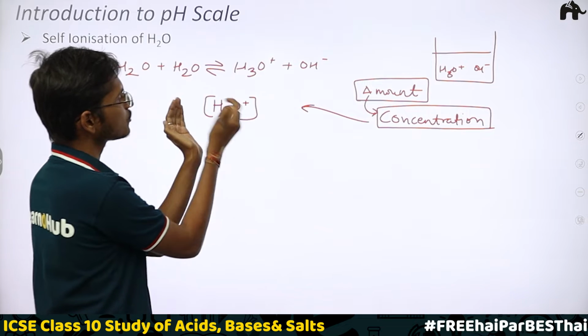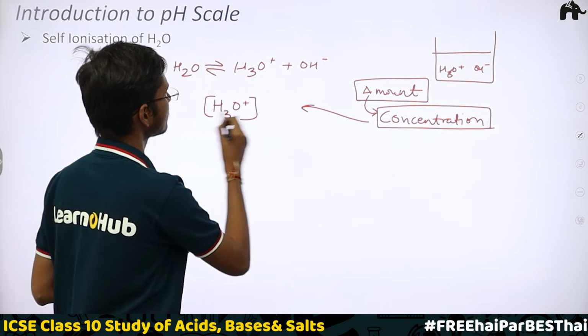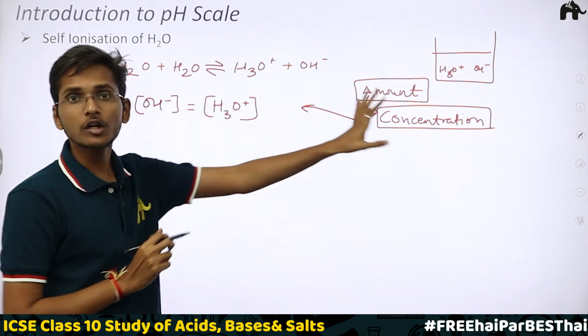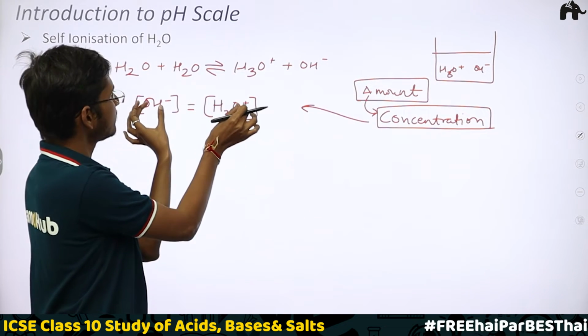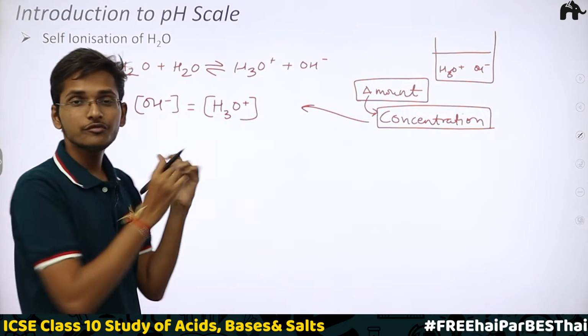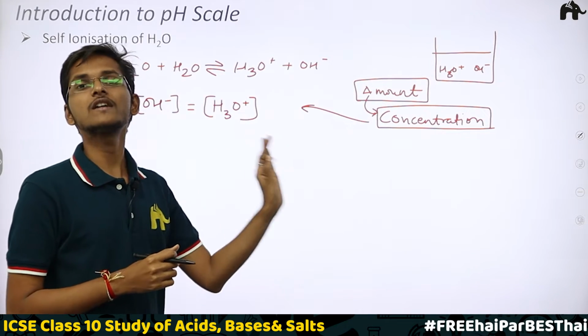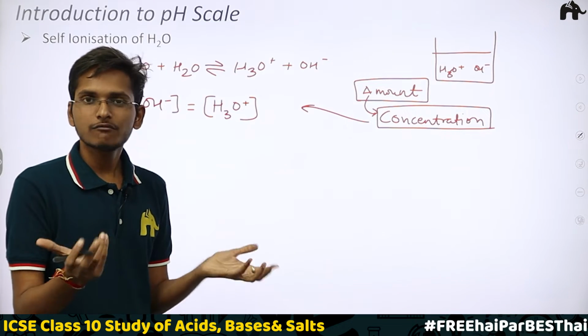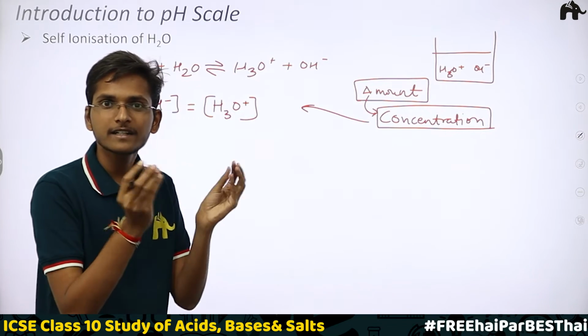So the concentration of hydronium ion and the concentration of hydroxyl ion are the same in pure water, and that's why the positive and the negative charges are the same. So we say that water is neutral. We know an atom is also electrically neutral because the positive and negative charges are exactly the same.